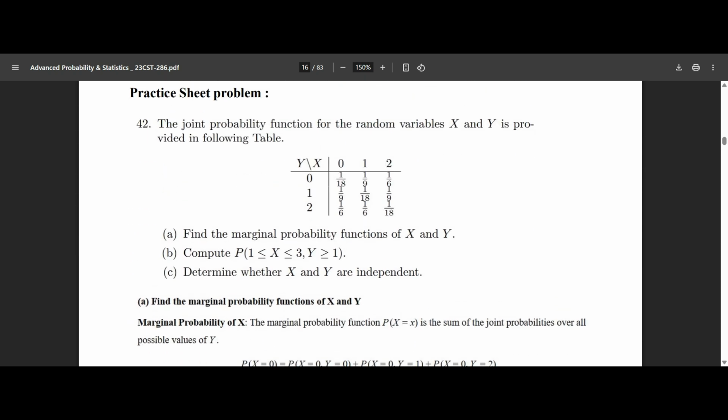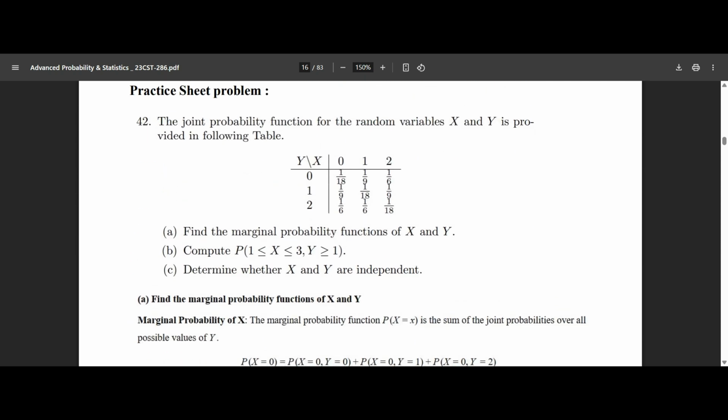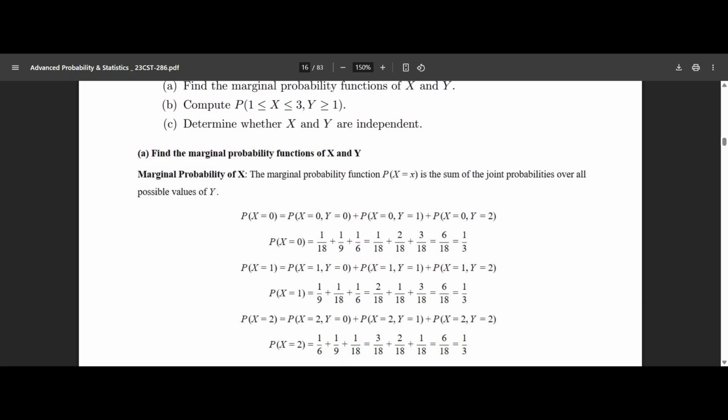Now, for the given probability function for the random variables x and y, the probabilities are given in the table below. So find the marginal probability functions of x and y. Compute the probability when x lies between 1 and 3, and when y is greater than or equal to 1, and determine whether x and y are independent. So let's solve this sum part by part.